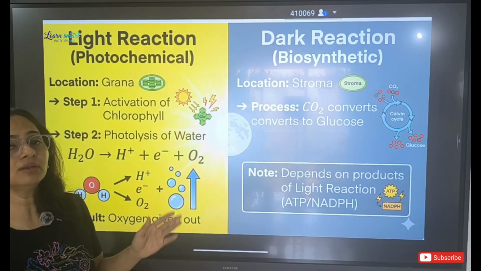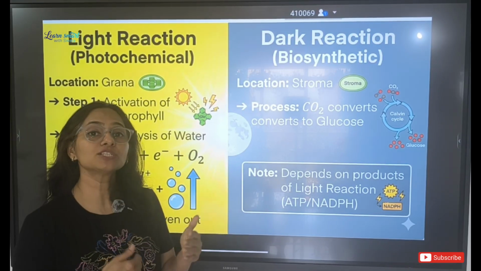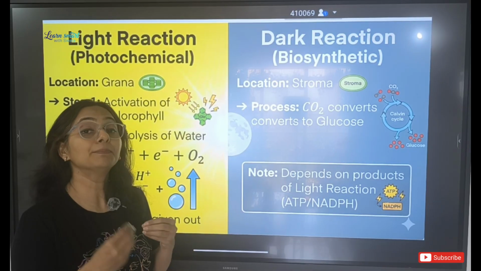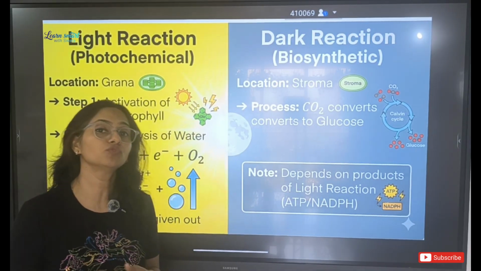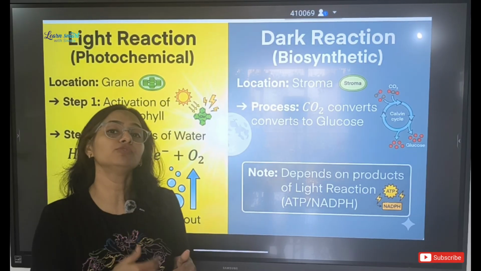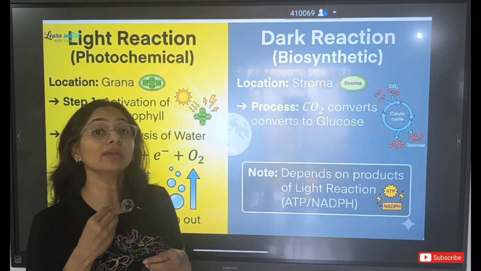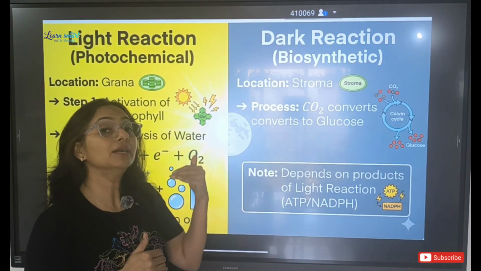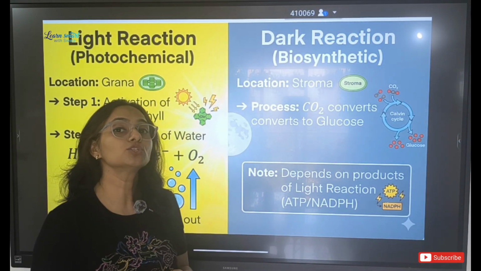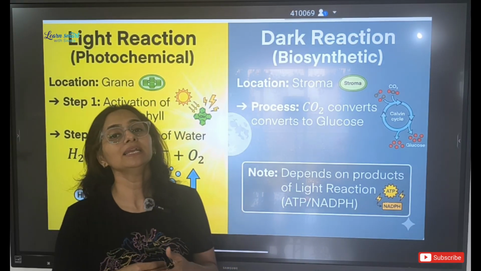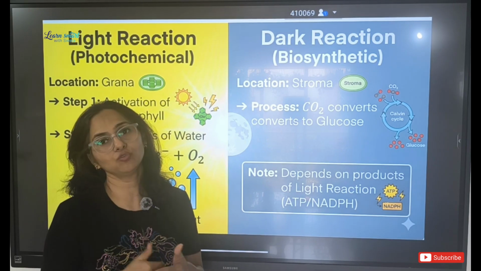What about the electron? This electron reacts with ADP and converts into ATP, and the process is called photophosphorylation because addition of phosphate takes place. ATP is the energy currency of the cell, so ATP is produced by the addition of phosphate, so it is called phosphorylation. But since it takes place in the presence of light, that's why it is called photophosphorylation.